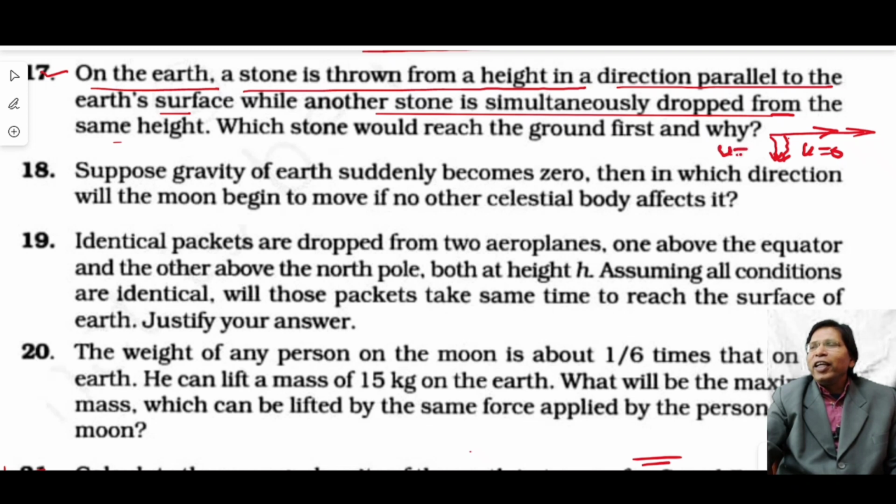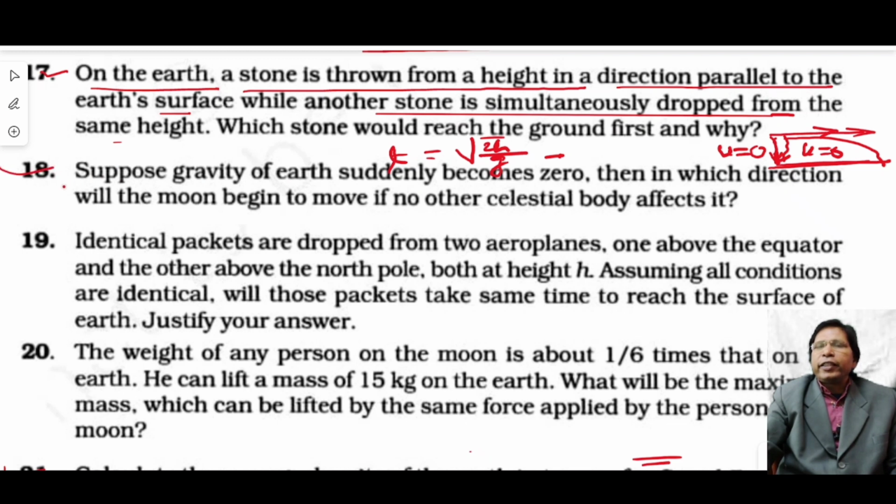Both have initial vertical velocity 0, so they take the same time to reach the ground. The time is t equals root under 2h by g. They only differ in that one falls at the base and the other falls some distance from the point of projection.